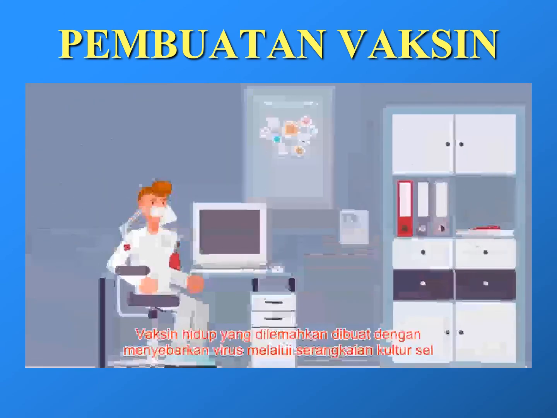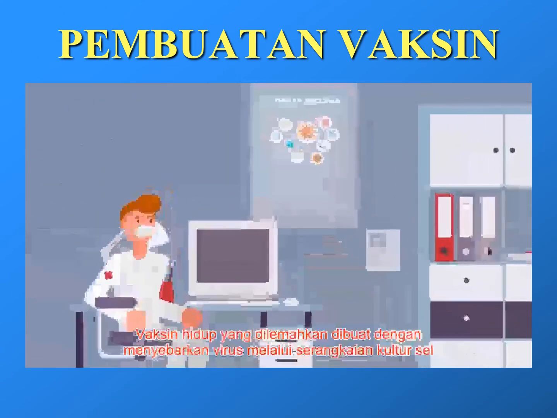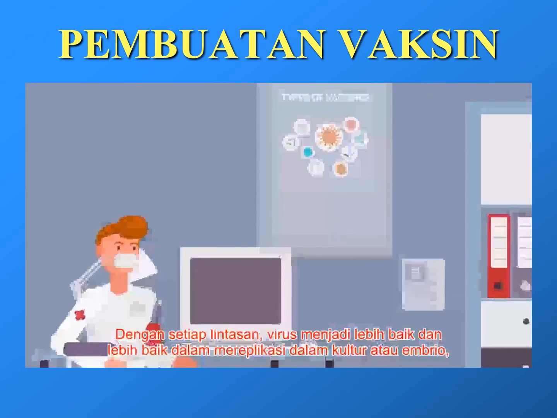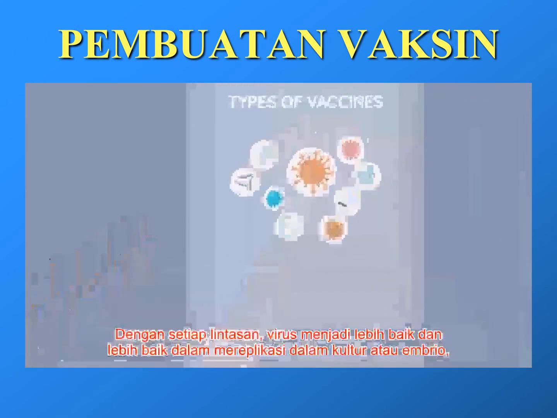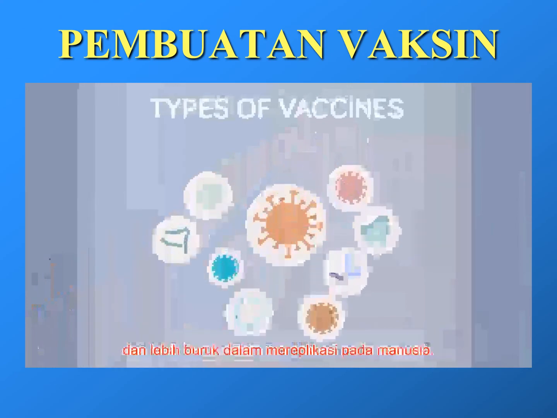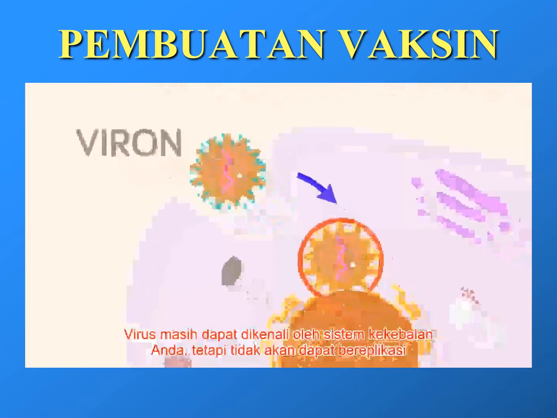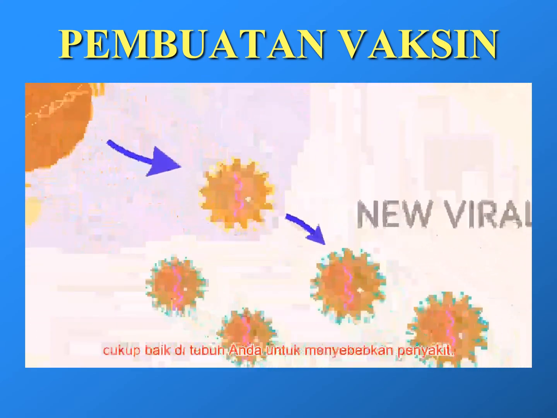Live attenuated vaccines are made by passing the virus through a series of cell cultures or animal embryos up to 200 times. With each pass, the virus gets better and better at replicating in the culture or embryo, but worse at replicating in humans. The virus will still be recognizable to your immune system, but won't be able to replicate well enough in your body to cause disease.